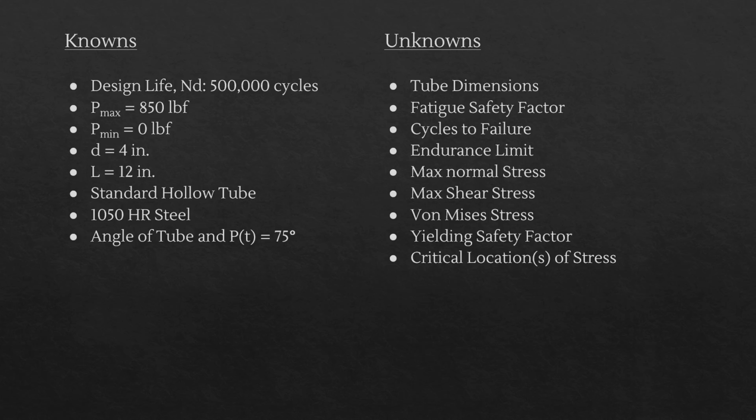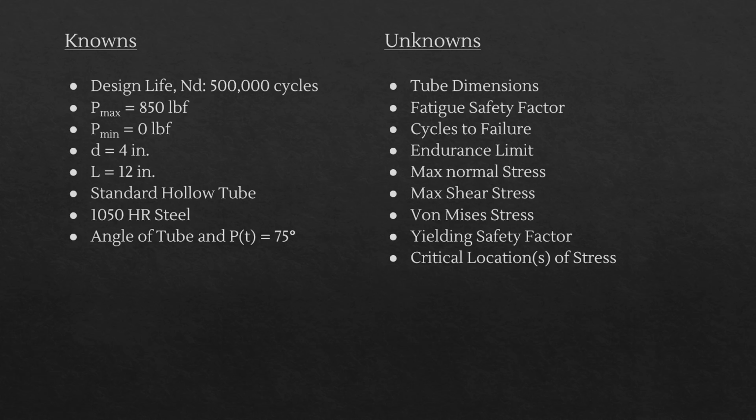For our knowns, we have a design life of 500,000 cycles, a max force of 850 pound force, a minimum force of 0 pound force. Our D, as shown earlier, is 4 inches. Our length of the tube is 12 inches. We have a standard hollow tube. It's a 1050 hot rolled steel, and the angle of the tube and the force applied would be 75 degrees.